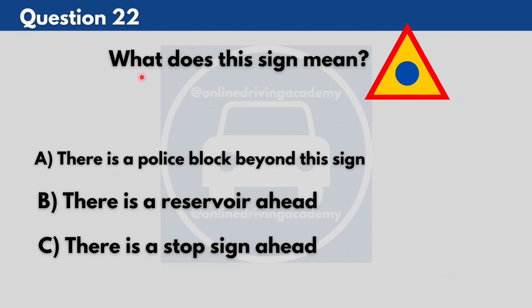Question 22. What does the sign mean? You can see a red triangle border, you can see a yellow background and a blue circle in the center. Is it option A, there is a police block beyond the sign? Is it option B, there is a reservoir ahead? Or is it option C, there is a stop sign ahead? Now, the correct answer to this will be option A.